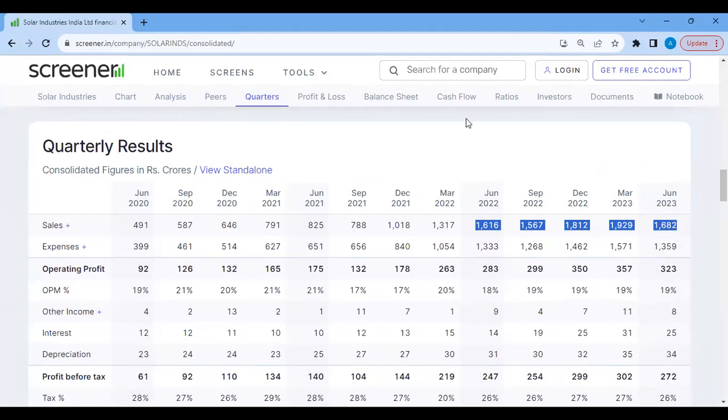It's a fairly stable company because the sales are not varying that much, and the operating profit margins are also very stable. Okay. Now, one question for everyone. What will be the operating profit margin percentage for this company in the September quarter? Can you guess it?